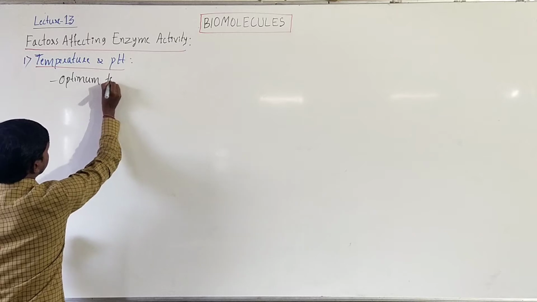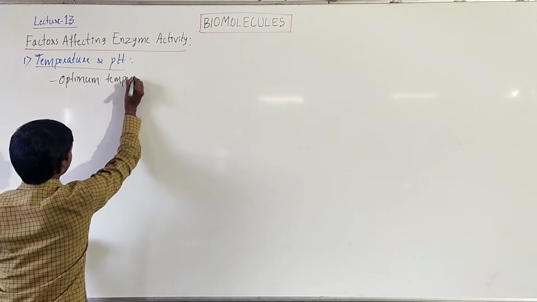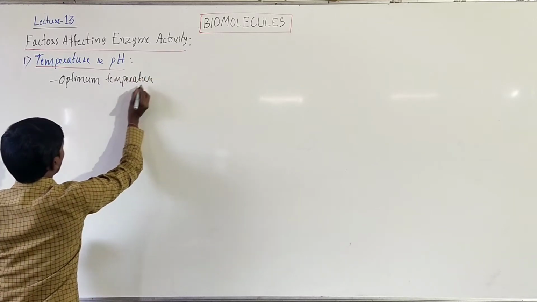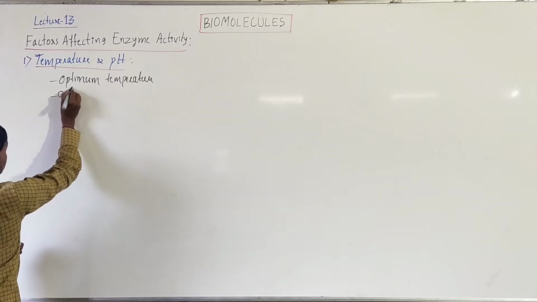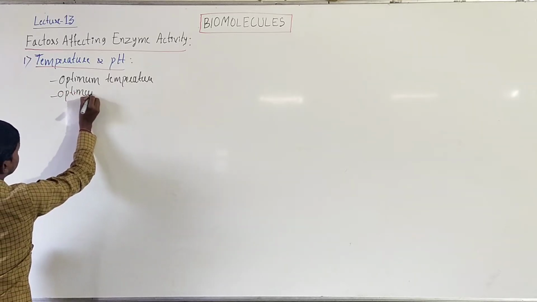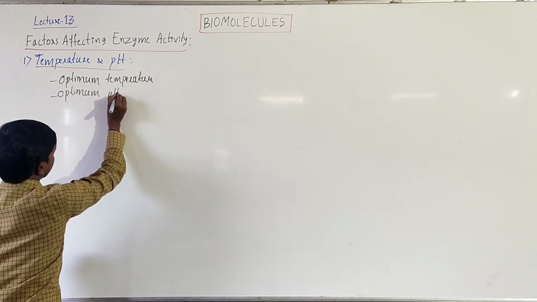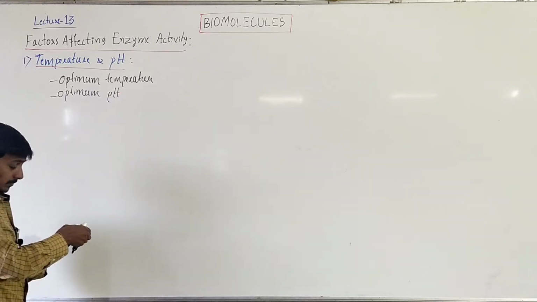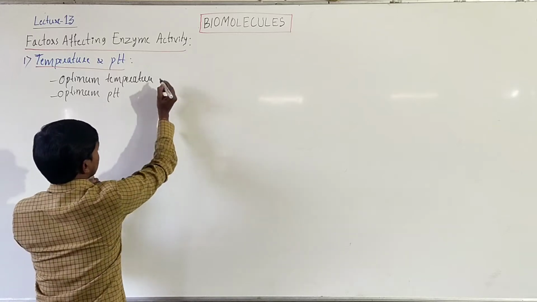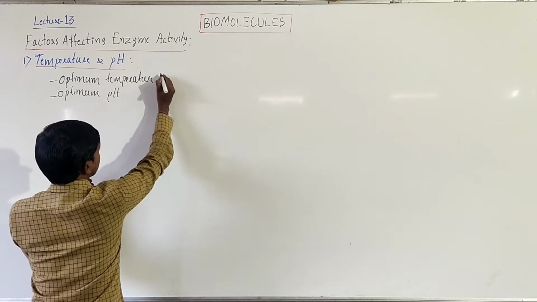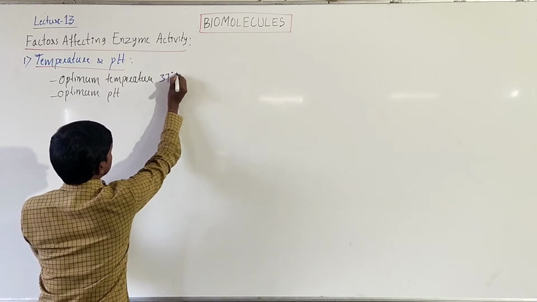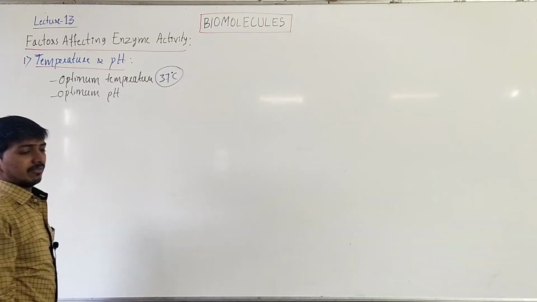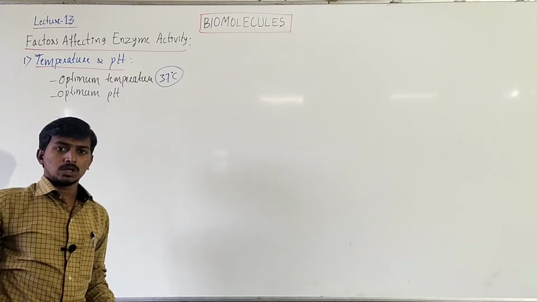Optimum temperature or the optimum pH. Okay, for example, when we say temperature, 37 degrees Celsius is the normal temperature where the reactions occur normally.